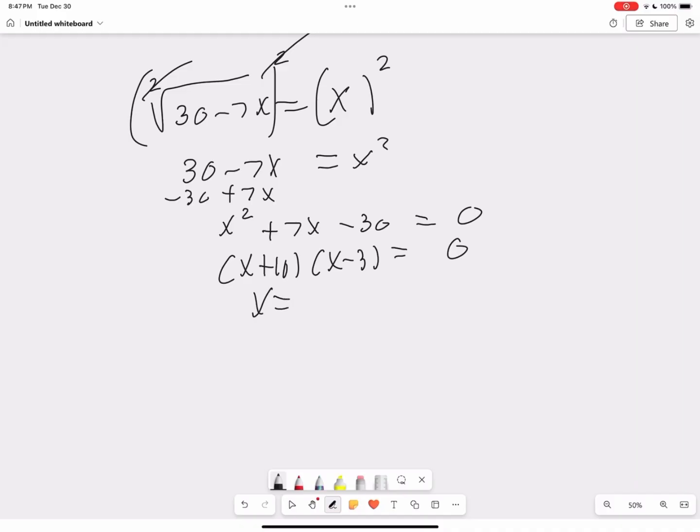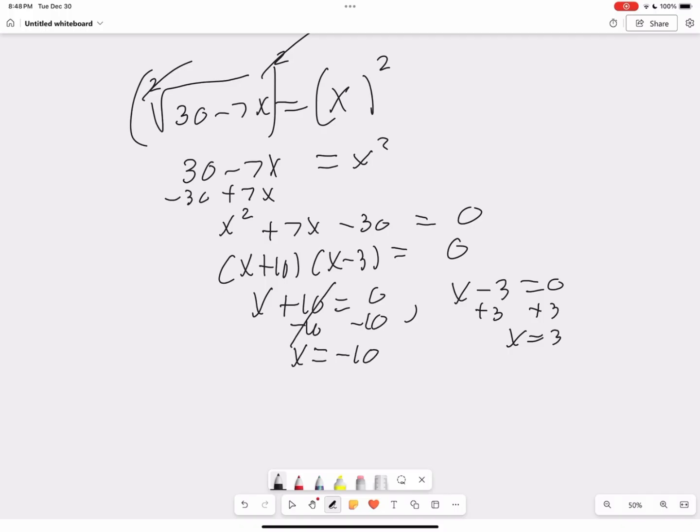Then we set each one equal to 0. We get x plus 10 equals 0 and x minus 3 equals 0. We can solve for x now to get our roots, or zeros, and we get x equals negative 10 and x equals 3.